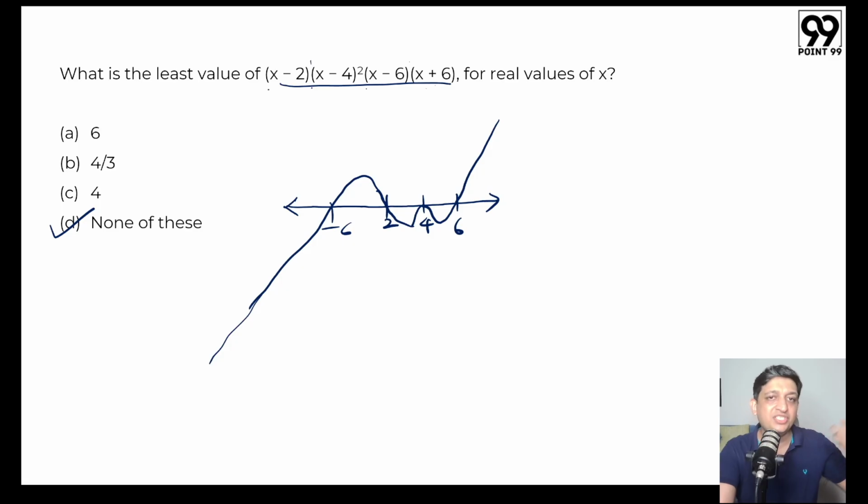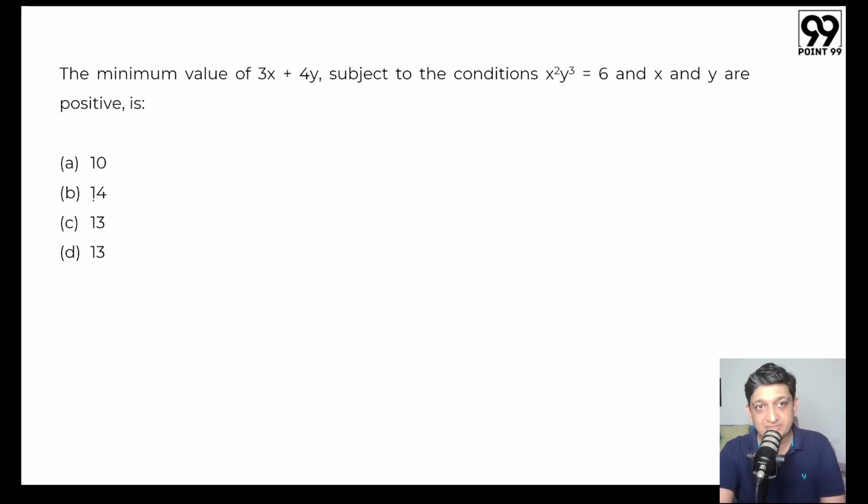So if it becomes sufficiently negative, if you look at say minus 10 for that matter, you are going to get a negative number here. Minus 10 minus 6 will be negative. Minus 10 plus 6 is again going to be negative. So in this particular case, even if this is positive, I have 3 negatives here. So I can easily get negative values. None of the options is a negative number. So definitely it has to be none of these.